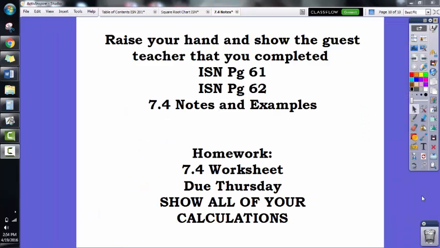Okay, what you need to do right now is raise your hand and show the guest teacher that you completed the 3 things from today. ISN page 61, page 62, and the 7.4 notes and the 3 examples that you had to do on your own. Once you have that done, you can close your laptop up, put it away, put your headphones away, and the guest teacher will give you your homework, which is a 7.4 worksheet. Make sure you show all of your calculations. So I should see what numbers you're multiplying by, even if you're multiplying by them on the calculator.